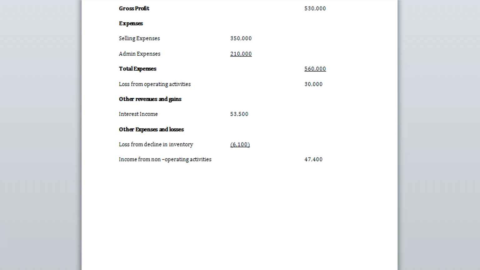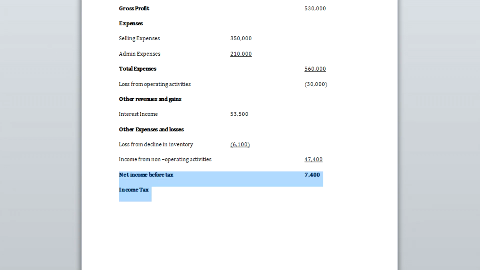But before that, of course, we need to figure out what our net income is before tax, which is just going to be our loss from operating activities. I should put a bracket there just to make that more clear for you guys. This loss from operating activities plus our income from non-operating activities. Therefore, we have this net income before tax of $7,400.